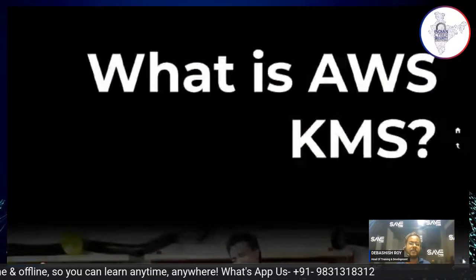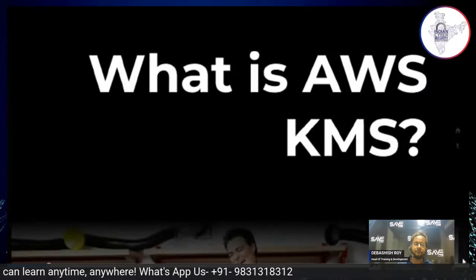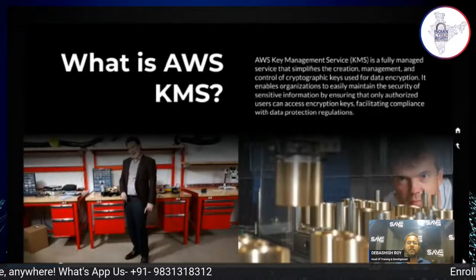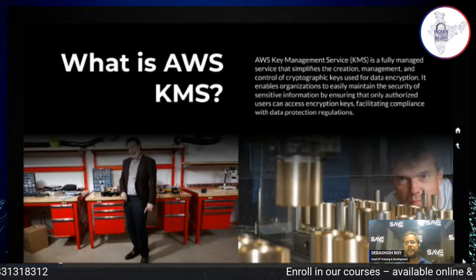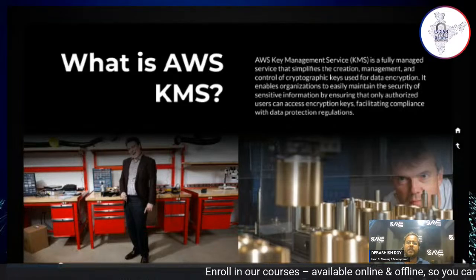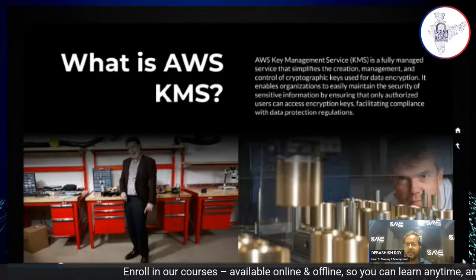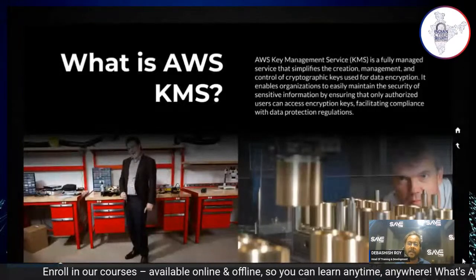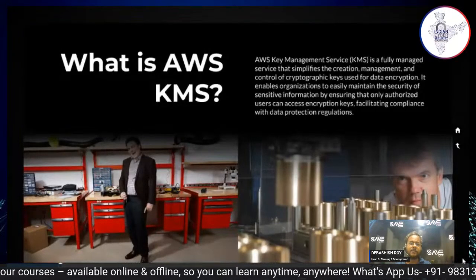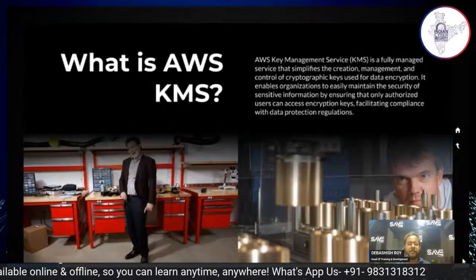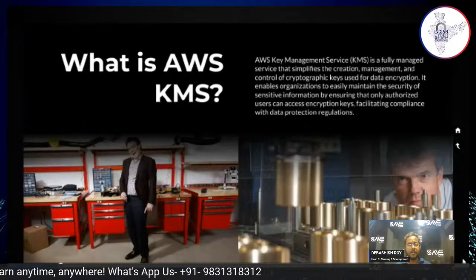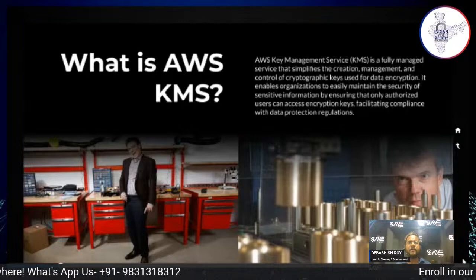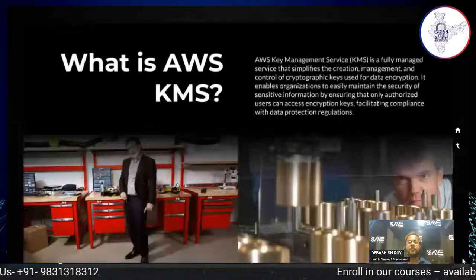Now, what is AWS KMS? AWS Key Management Service is a fully managed service that simplifies the creation, management, and control of cryptographic keys used for data encryption. So you have to encrypt your data. Otherwise, there will be no security in the cloud. Anybody could do a data breach, anybody could hack the data. So you have to avoid that. And for that, you need to have encryption in place, and the KMS is needed for that.